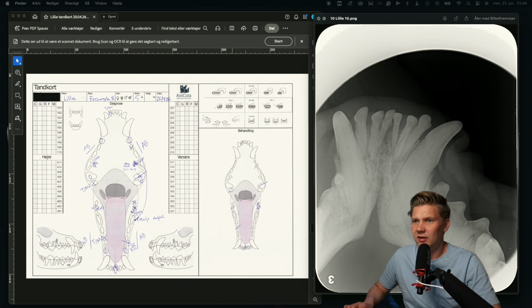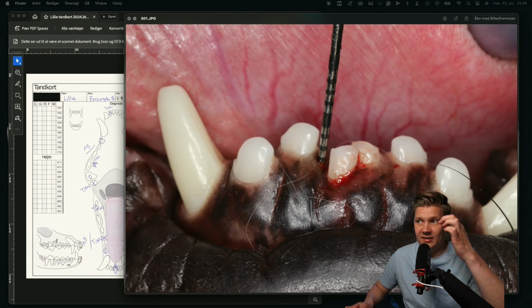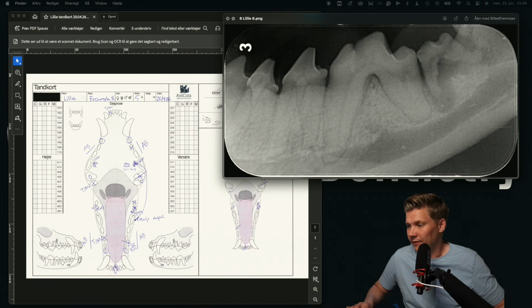Now we look at the canine teeth and the incisors, so the central incisors, and you see again that dark area around the roots. This means that there's a lot of bone loss. On the clinical examination, this is what it looks like when you probe the teeth. There's a deep pocket right here, more than 5 millimeters, a lot of bleeding. So these teeth have to be extracted.